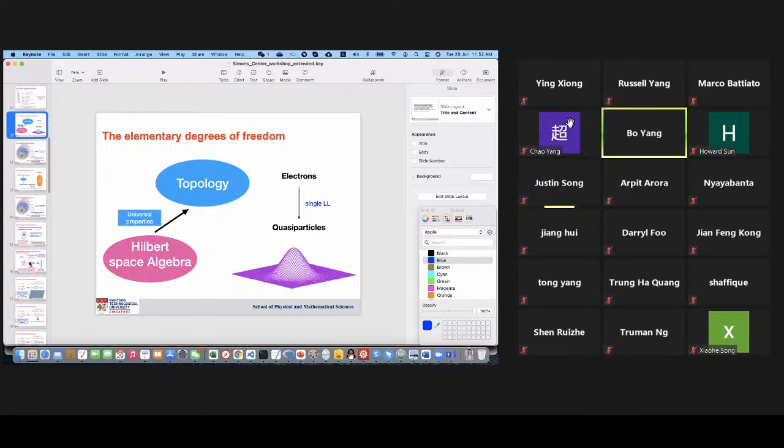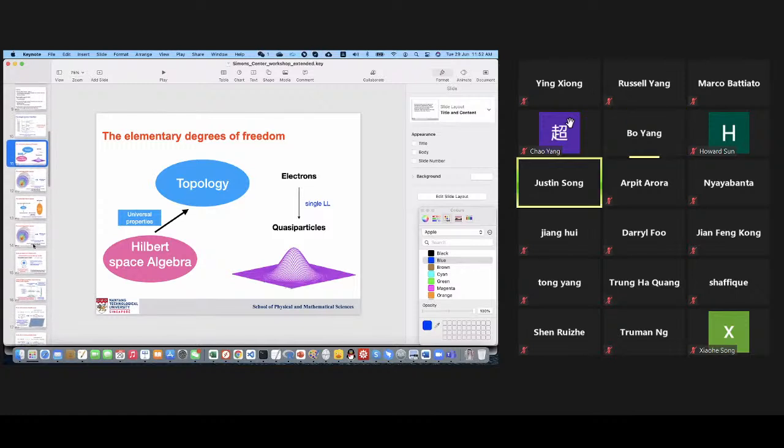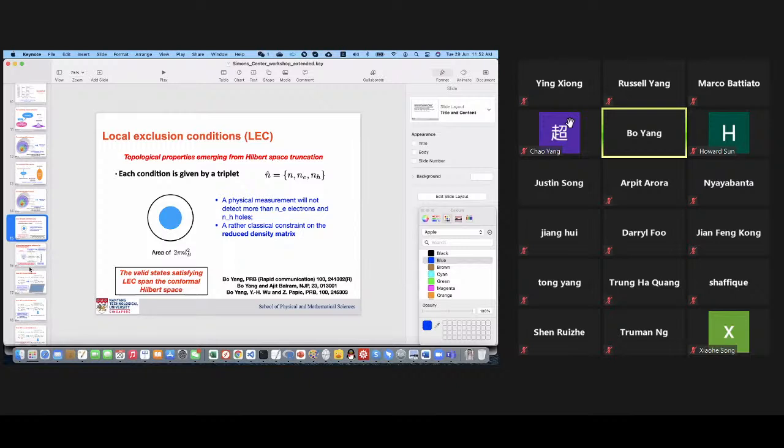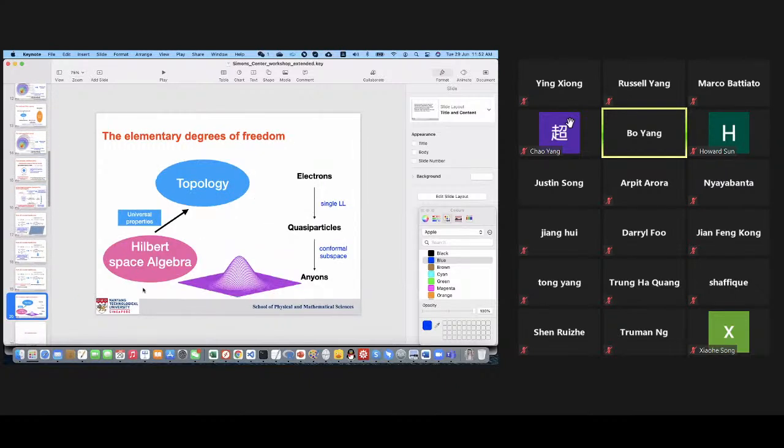Okay, so well, in terms of the justification of that, slide 15. Yes, but I'm trying to show you this slide actually. Okay, so this is sort of the fundamental idea behind the LEC. So this slide is basically saying that the topological properties are defined by the truncation of the Hilbert space. It really depends on how you truncate the Hilbert space. So the property of the remaining Hilbert space that is accessible physically defines the topological properties as well as the anyons, right? So what is LEC?